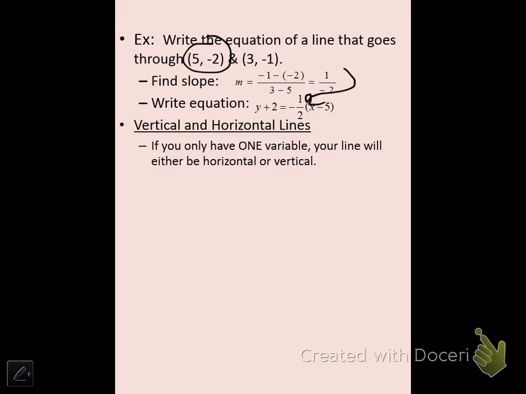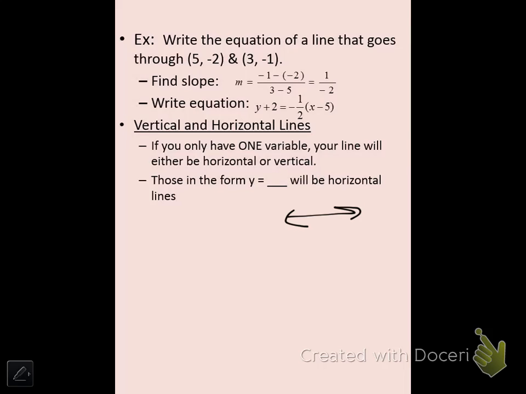Okay, when we talk about vertical and horizontal lines, if you only have one variable, your line will either be horizontal or vertical. So those in the form of y equals a number will be a horizontal line, so it will look like this. Those in the form of x equals something will be a vertical line, so it will look like this.